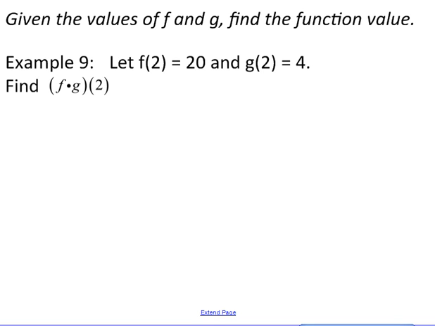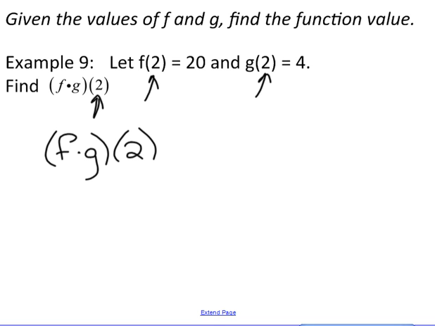Example 9. Now this one's different. Notice that's a 2, and that's a 2, and that's a 2. It's not an x anymore. So this we do a little bit differently. So we have f times g of 2. Now let's think about that notation again. I have f times g of 2. Another way of writing that is f of 2 times g of 2.